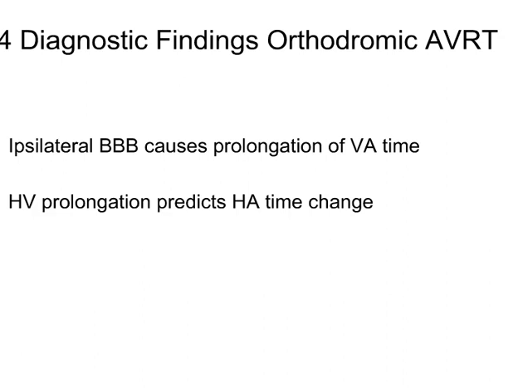There are a couple of diagnostic findings you can get for orthodromic AVRT, just observing tachycardia. One is when you see ipsilateral bundle branch block causing prolongation of the VA time. And the second is HV prolongation that predicts an HA time change. I'll show you examples of those. But those are two very important things to look for because they're diagnostic of orthodromic AVRT.